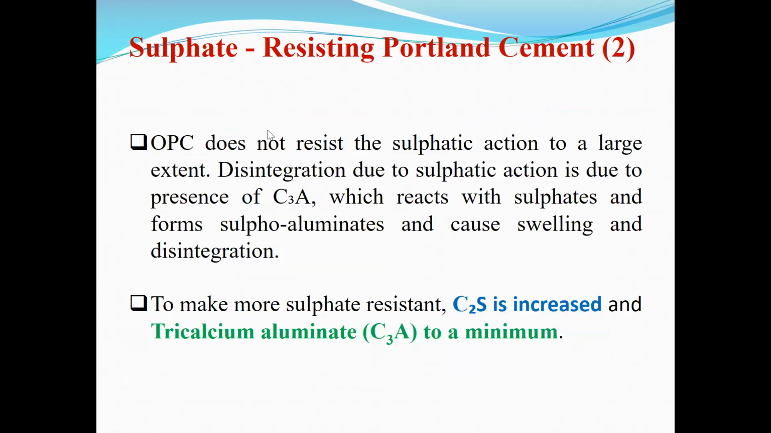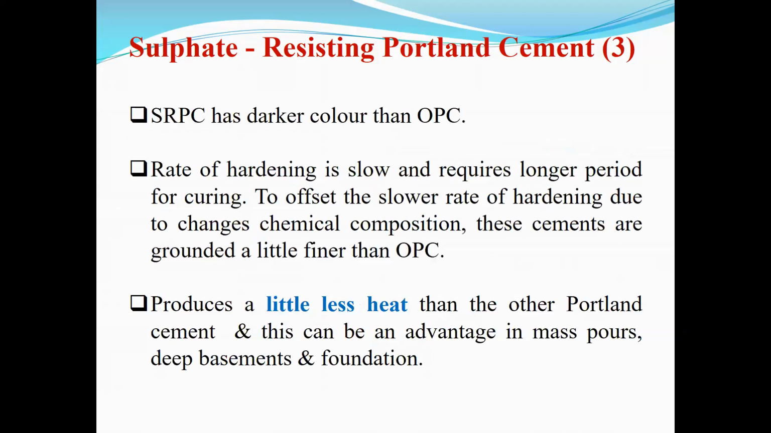The normal OPC does not resist sulfate action. In normal cement, disintegration due to sulfate action happens because of the presence of C3A, tricalcium aluminate, because it reacts with sulfates and forms sulfoaluminates, and that causes swelling and disintegration. So to make it more sulfate resistant, C2S is increased and tricalcium aluminate, C3A, is reduced. That means you are varying the proportions.